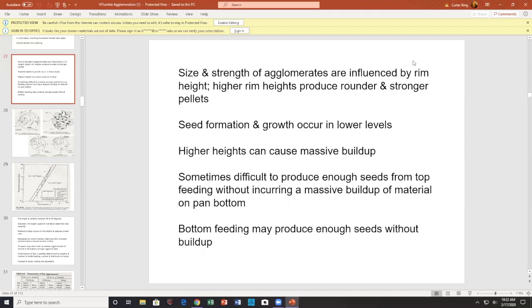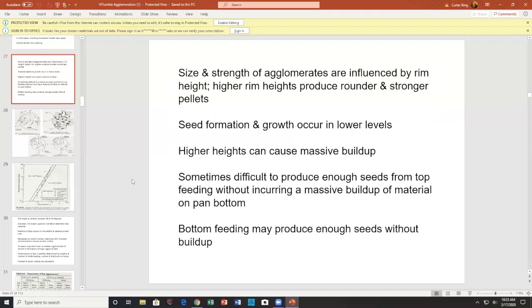Size and strength of the agglomerates are influenced by the rim height. That's interesting. I wonder how many of these pans are built with adjustable rims. Higher rims will produce rounder and stronger pellets. They're in there for a longer time, I suspect. Larger holdup volume, larger residence time, stronger. Seed formation and growth occurs at the lower levels. Higher heights can cause massive buildup. Sometimes it's difficult to produce enough seeds from top feeding without incurring massive buildup of material on the pan bottom. Bottom feeding may produce enough seeds without buildup.